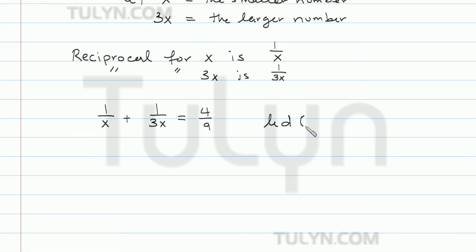So we want to find the LCD of each of the denominators. So we have x, 3x, and 9. So the LCD is going to be 9x, right? Because we want to find the smallest value that will cancel out each of these denominators. So 9 will cancel out this 9 and this 3, and the x's will cancel out these x's here. So let's multiply both sides of the equation by 9x.